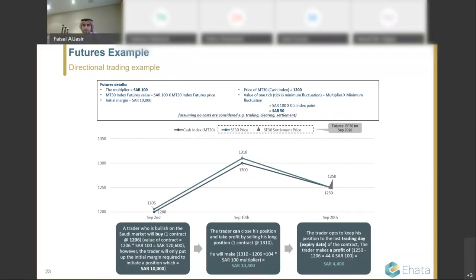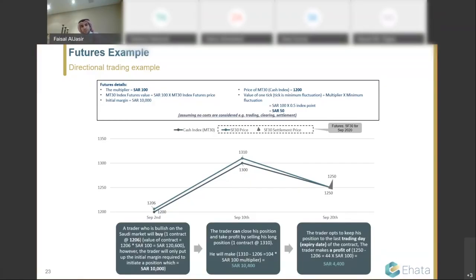What happens on the 10th of September? The 10th of September is basically another settlement date, however, it's somewhere in the middle there. So on the 10th of September, look at the prices of the future and the market. The market moves, the price of the future moved with it. The index, the MT30, is 1,300, and the future is 1,310. So this is a point in time where you can actually exit your position. Now you're a buyer. In this case, you need to sell in order to exit your position.